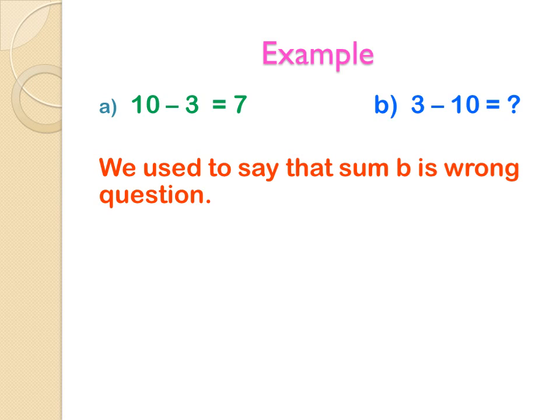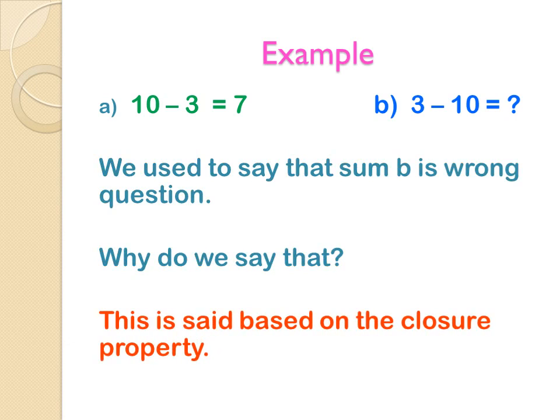Why do we say that it's a wrong question in 5th standard? But when you come to 6th standard, what would your answer be for this question? You are right, it is minus 7. So what makes the difference? It is nothing but the closure property. So what is closure property?